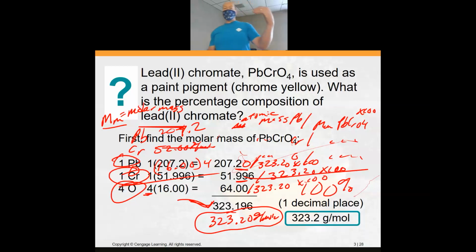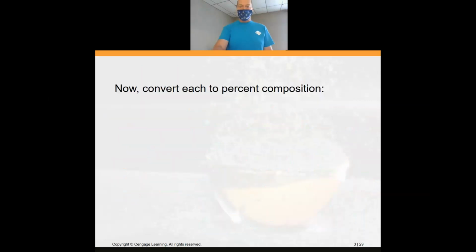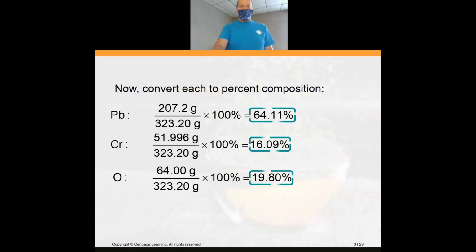Then when you add up your percent lead, your percent chromium, your percent oxygen, which you should do every time, make sure that that adds up to 100%. Because if it doesn't, then you forgot something. All right, so that's it. You take your lead. Molar mass of lead was 207.2. We only had one of them, so you could actually put times 1 if you want. Divide by the total molar mass times 100.